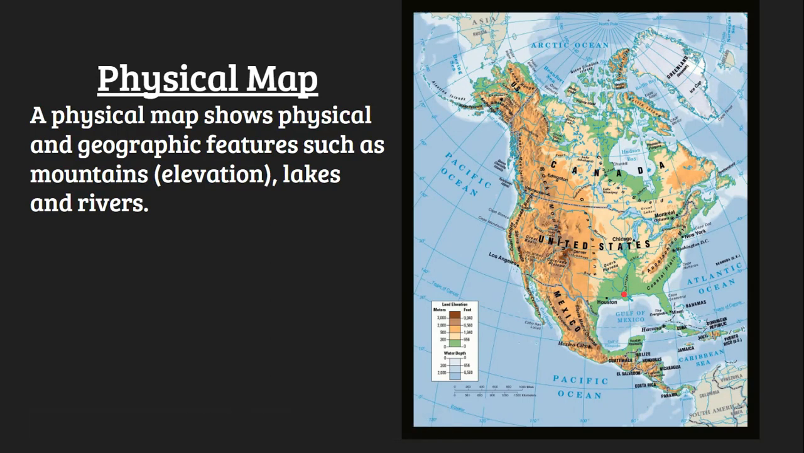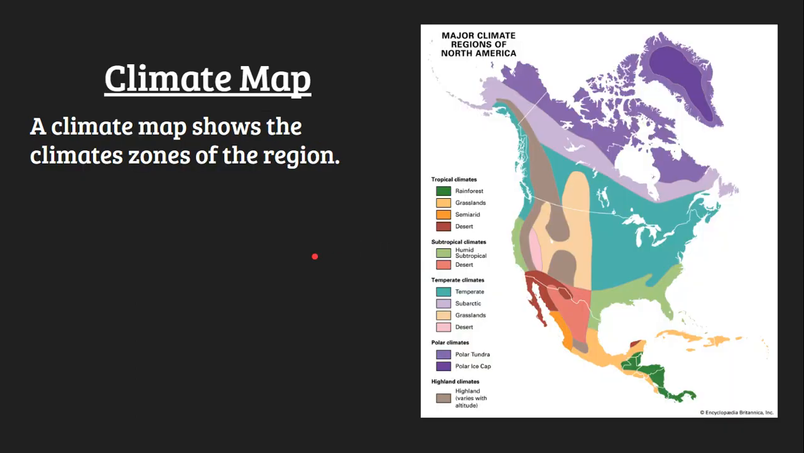You can also see the squiggly blue lines, which represent the rivers. For example, the Mississippi River. You can also see the Great Lakes in this area. Bays, gulfs, and plains are also going to be found on a physical map.